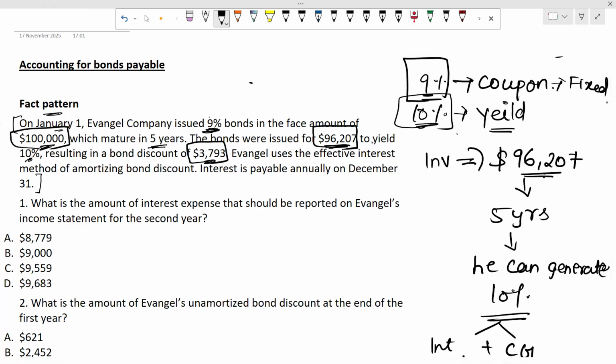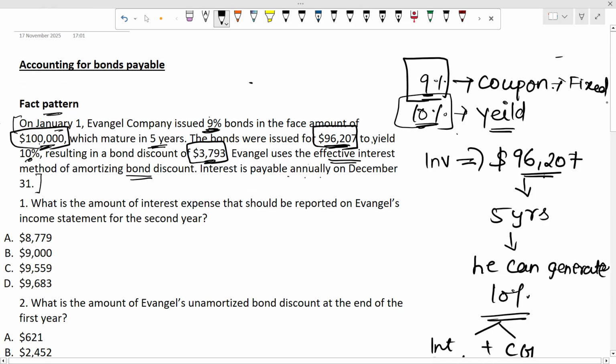But for the investor, it is a capital gain because he is investing only 96,207 and after 5 years, he is going to get $1 lakh. So it is a capital gain for the investor and capital loss for the company. Evangel uses the effective interest method of amortizing bond discount. What is effective interest method and how to calculate the numbers, that we will discuss.